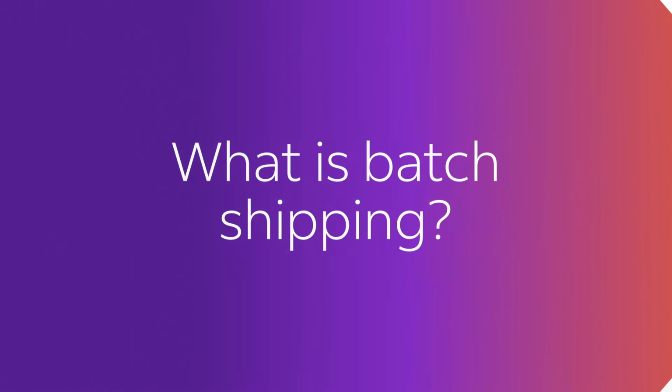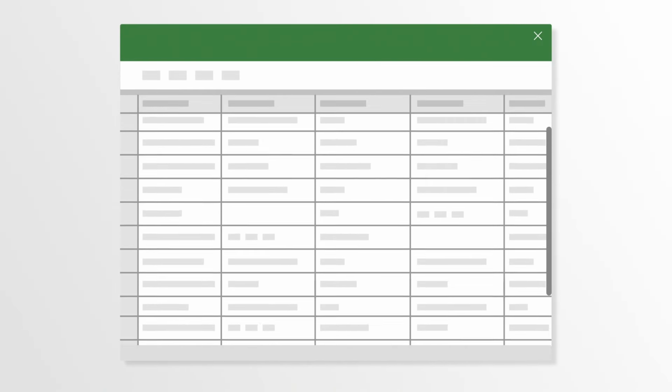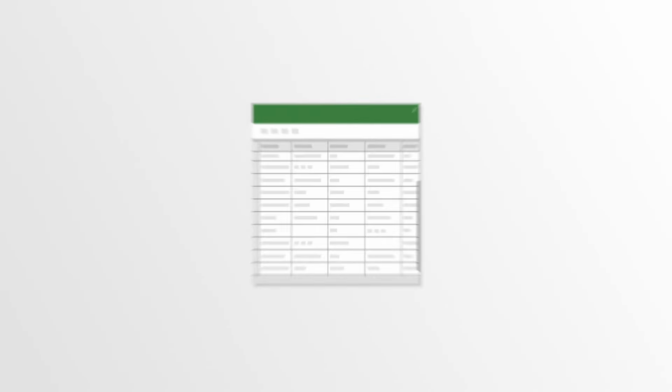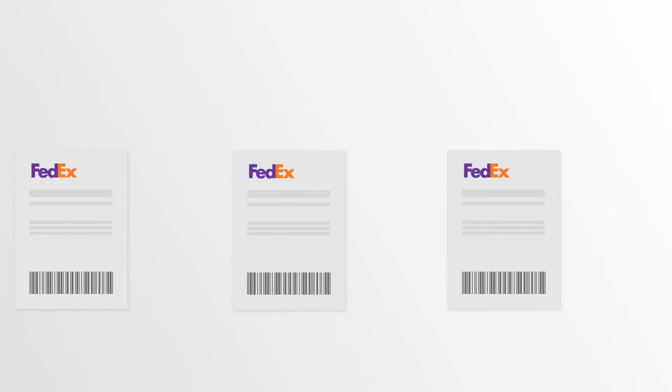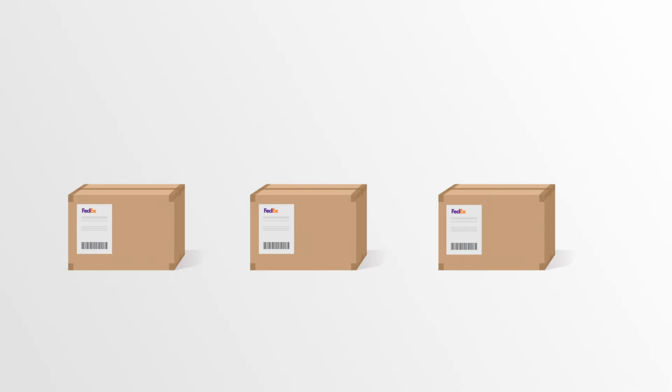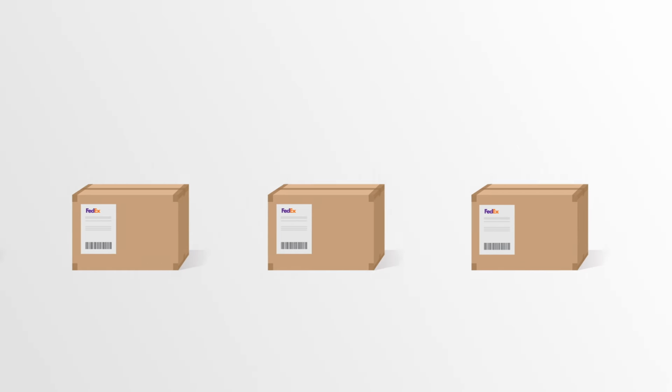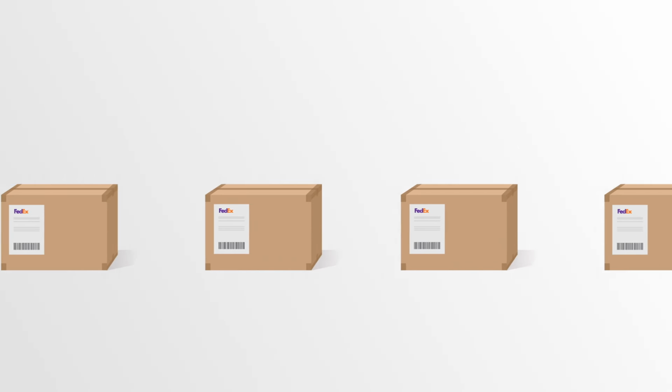What is batch shipping? Batch shipping is a way of processing multiple shipments at once, rather than one by one. You can upload a file with multiple shipments and then create shipping labels and other documents, like commercial invoices, for all the packages in one go. It's a faster and more efficient method for businesses that ship a lot and want to automate their process.